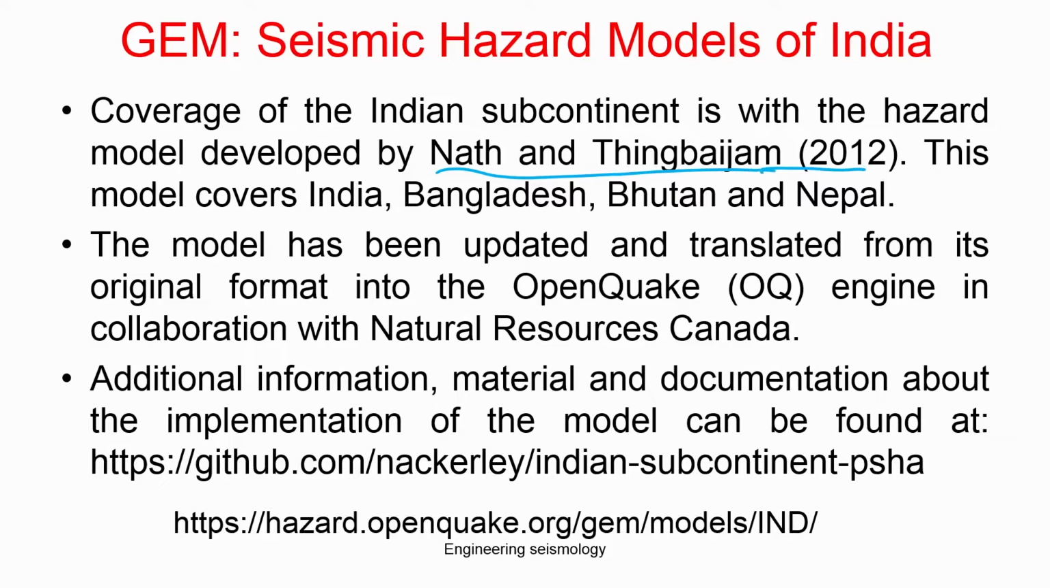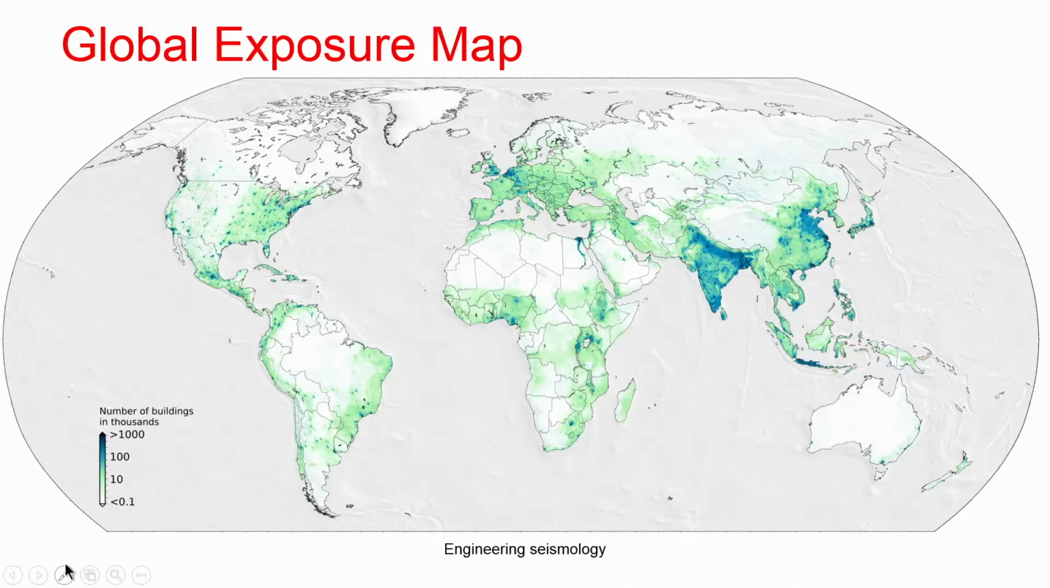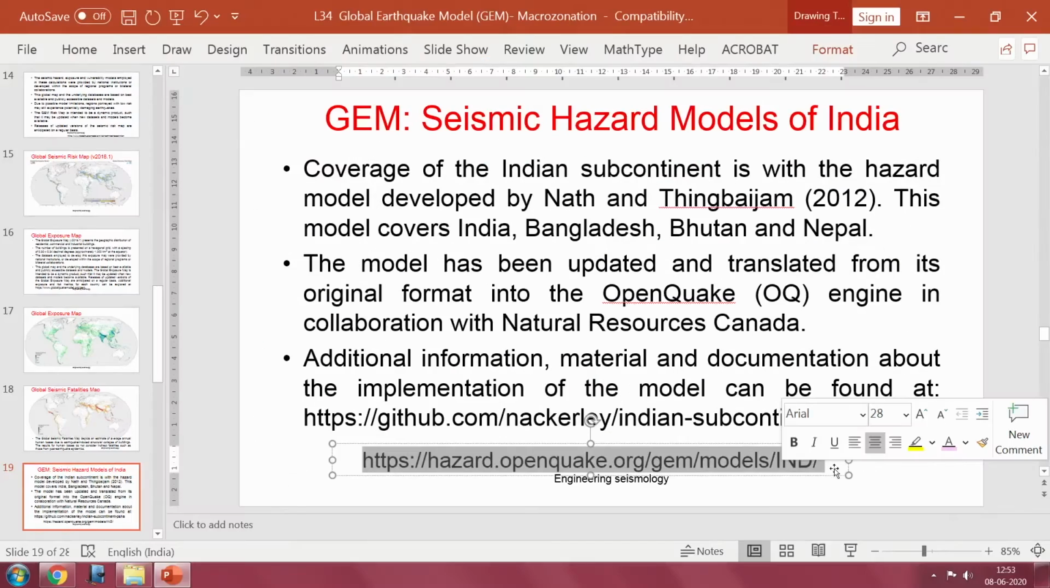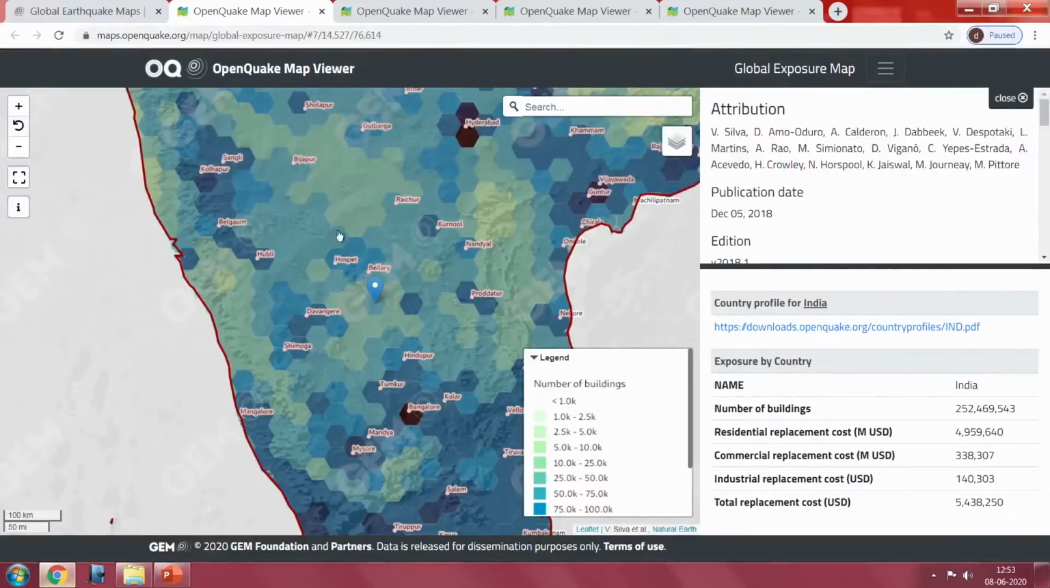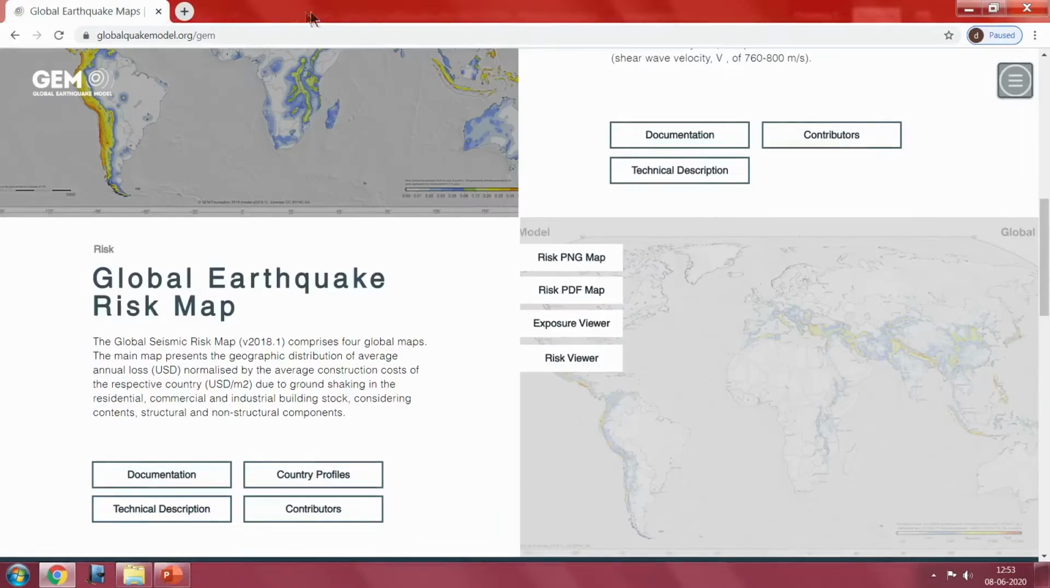The model has been updated and translated from the original format to the OpenQuake software engine, which collaborates with Natural Resources Canada. So the people who took the data try to incorporate it. Additional information, materials and documentation about the implementation of the model can be found on this website. If you go to that website, you can find more information about the models they used. I will show you that, because it is very important when we talk about any model: how good the model is, how far it is reliable, and what conditions they used.